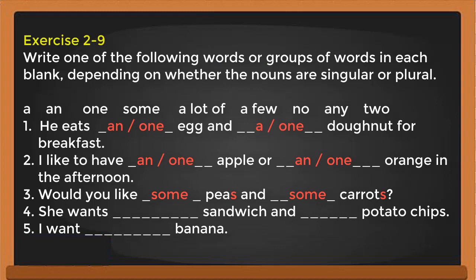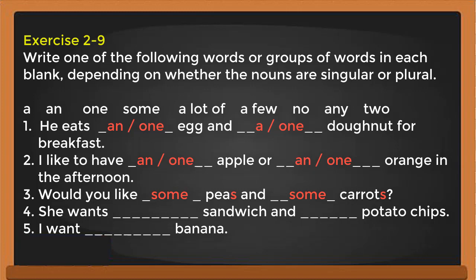Okay, let's do exercise 2.9. Write one of the following words or groups of words in each blank depending on whether the noun is singular or plural. Number 1: he eats blank egg. Only egg here, there's no s in this noun, so you have to answer with an, because it is followed by a vowel sound, an egg, or you can say one egg. And donut also without s here, so it is singular, so you have to answer a donut or one donut for breakfast.